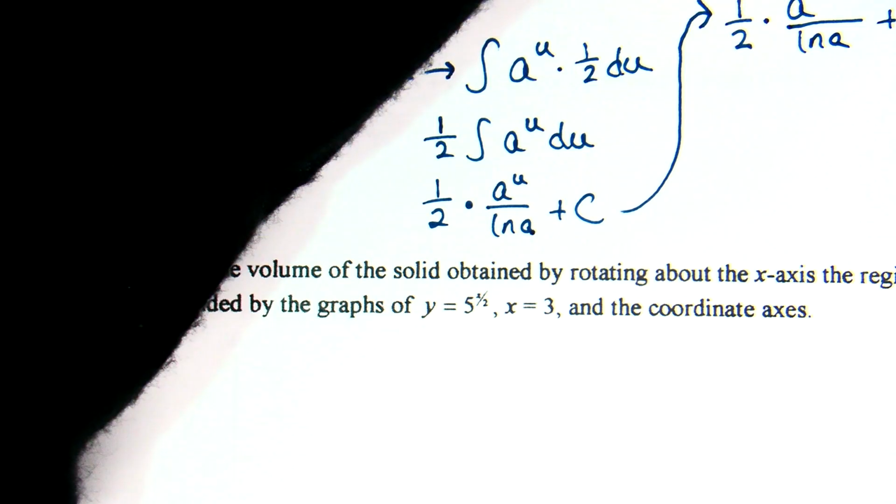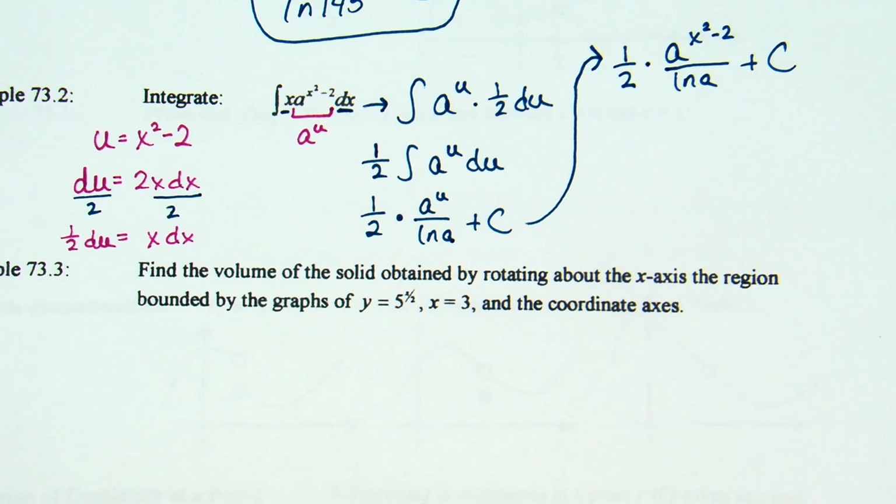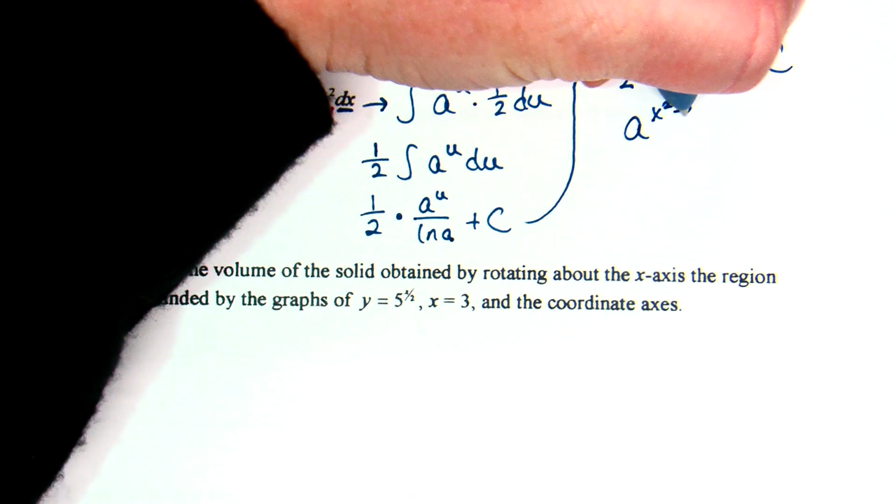At this point, it just comes down to cleanup options. I'm trying to think what's the best. I mean, one option, you can make this one big fraction, right? You could say that this is a to the x squared minus 2 over 2 natural log of a plus c.